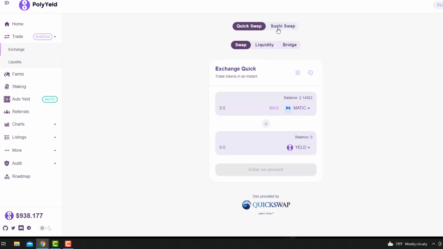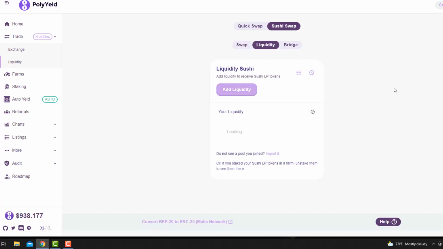This is pretty cool because now you don't have to worry about going to the actual SushiSwap or QuickSwap website to create your liquidity pair. You can do it all within this one interface and switch from QuickSwap to SushiSwap. When you add the liquidity as well, you can do it very quickly on their website and swap between them. I definitely haven't seen this before.